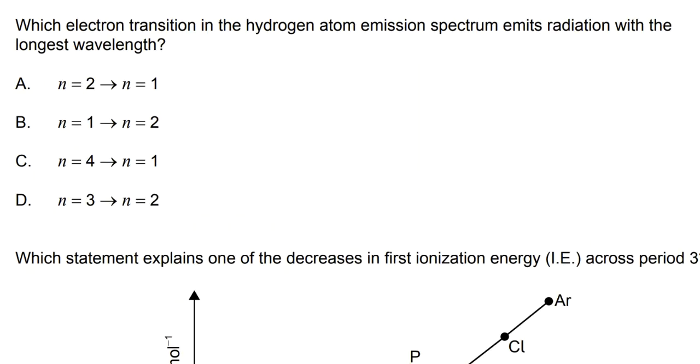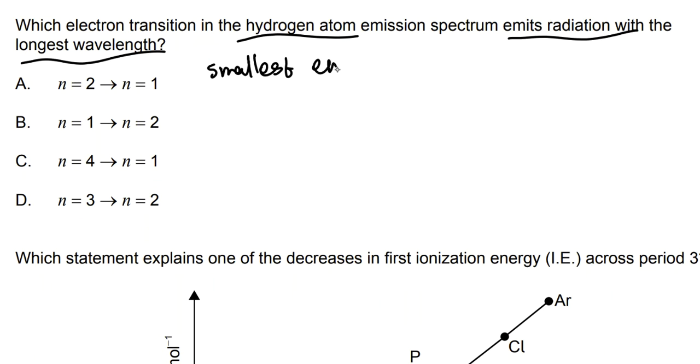Which electron transition in the hydrogen atom emission spectrum emits radiation with the longest wavelength? Well, if we're talking about longest wavelength, we're talking about the smallest energy, right? Because energy and wavelength are inversely proportional. So if we talk about smallest energy, then we're talking about infrared radiation.